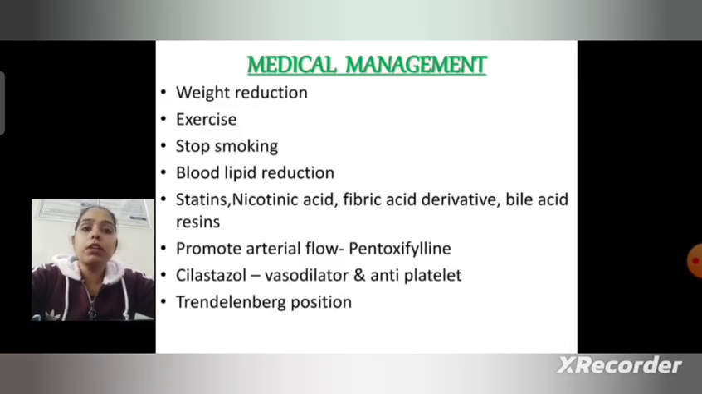Now medical management of DVT. First is weight reduction, exercises, stop smoking, blood lipid reduction, statins, nicotinic acid, fibric acid derivatives or bile acid resins. Promote arterial flow. Next is sildenafil, which is a vasodilator and antiplatelet. Next is Trendelenburg position.